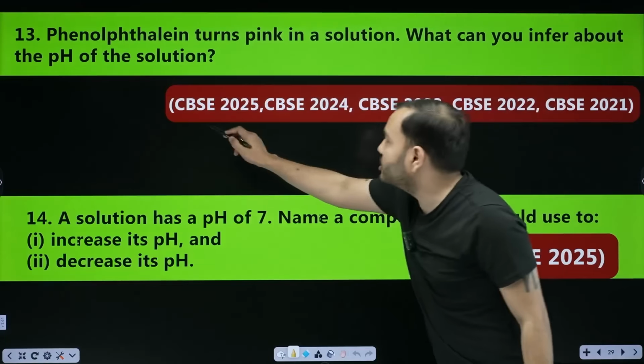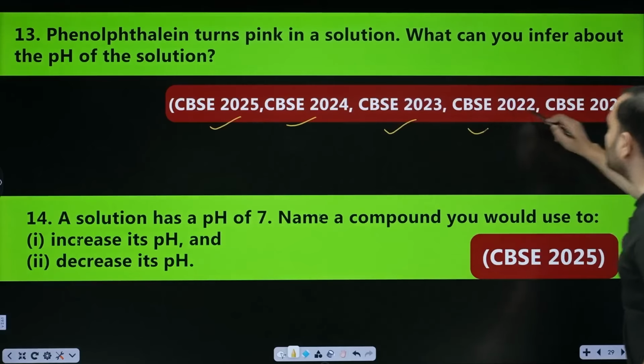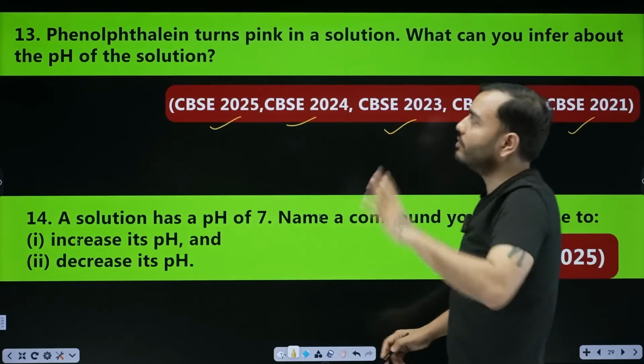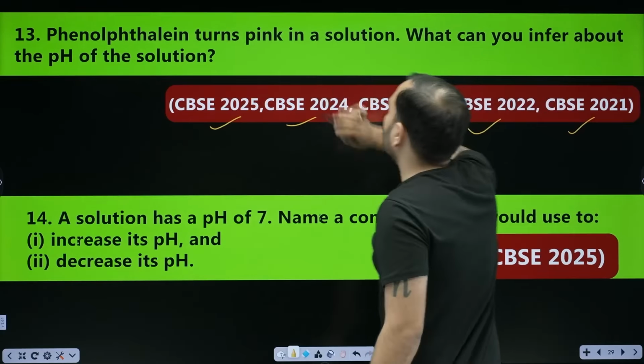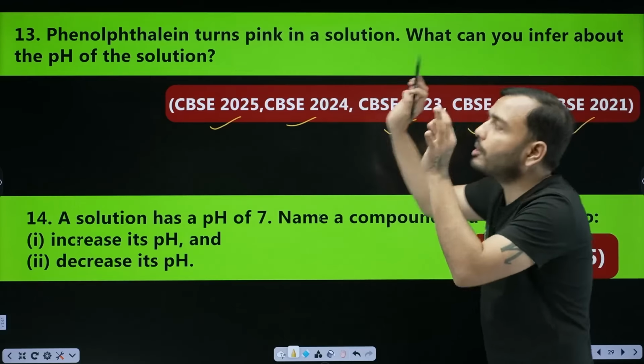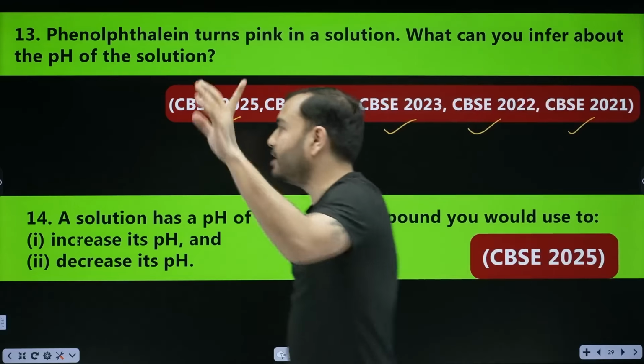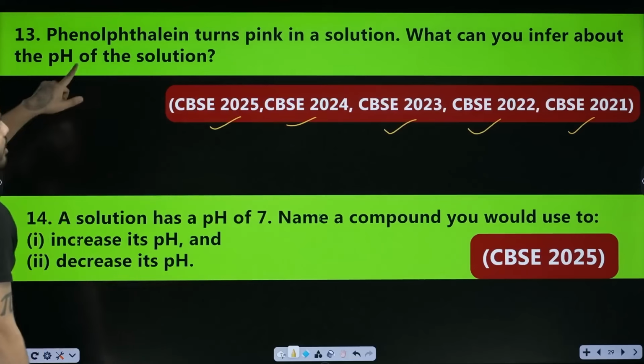Okay, now let's do a question. CBSE 2025, 2024, 2023, 2022, 2021, asking again and again a similar question. Phenolphthalein turns pink in a solution. What can you infer about the pH of this solution? Question number 13. Pause the video and comment down the answer.